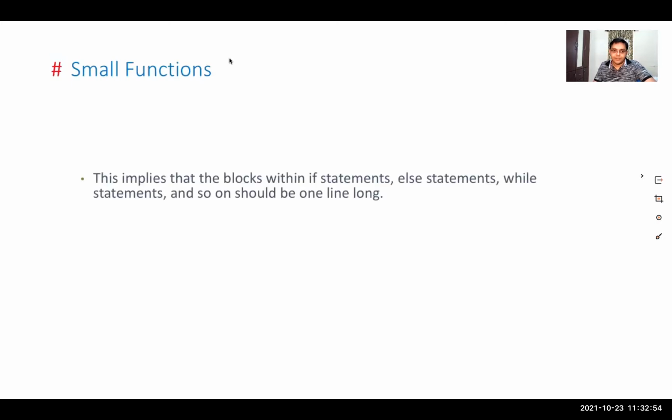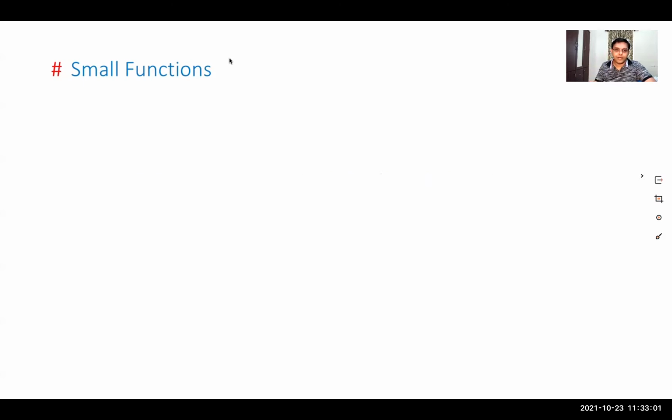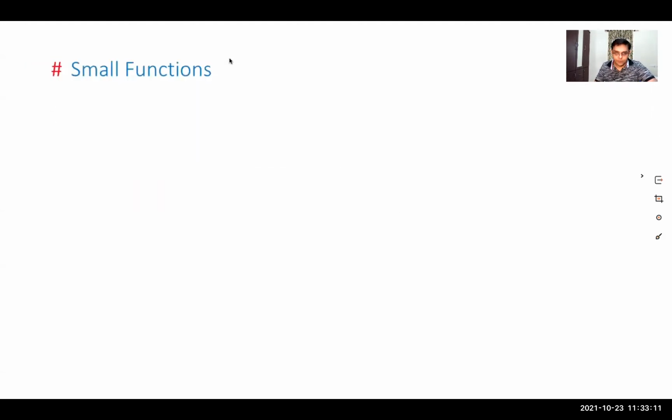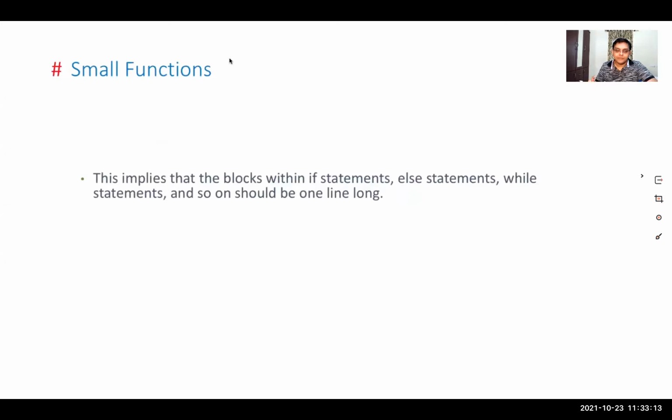Okay, so the small function. This implies that the block within an if statement, else statement, while statement, and so on should be one line long. You don't put a lot of if statements like this. Otherwise it means the function is doing a lot of other things. So this rule says that blocks within if statements, else statements, while statements, etc. should be one line. If that is possible, you can reduce it. You can split it into multiple functions, multiple methods, or whatever it is.